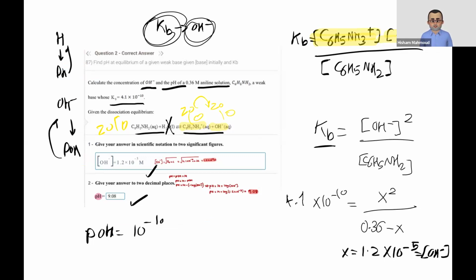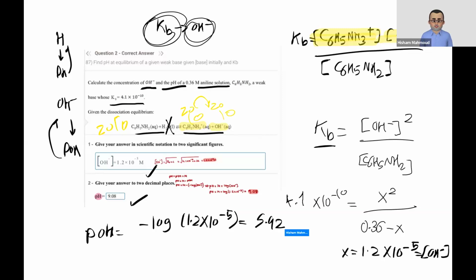So how do you get pOH? That's equal to negative log of OH minus. What is OH minus? We just found it out. So that's equal to negative log of 1.2 multiplied by 10 to the power of negative 5, which is equal to 5.92.